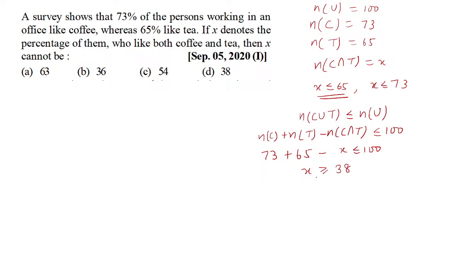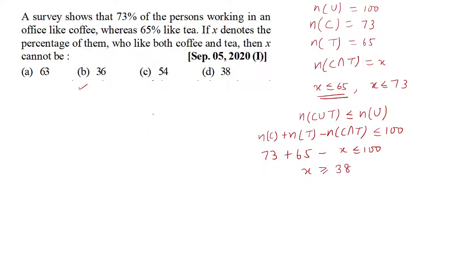So X is supposed to be greater than equal to 38. Check it out. I hope we are doing the calculation right. You have 138 minus 100 is 38. So X is greater than equal to 38, as you rearrange, basic inequality. So that means X cannot be option B.